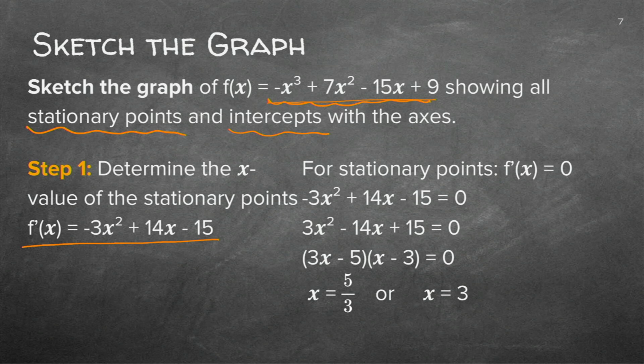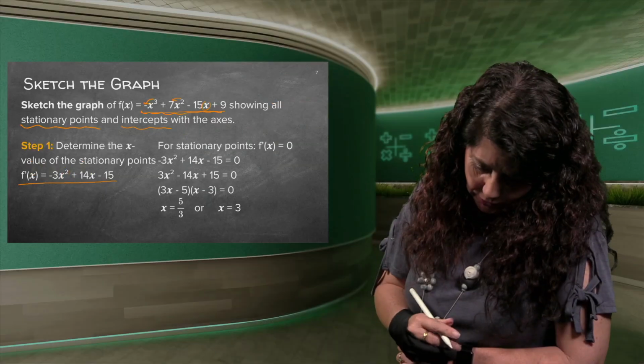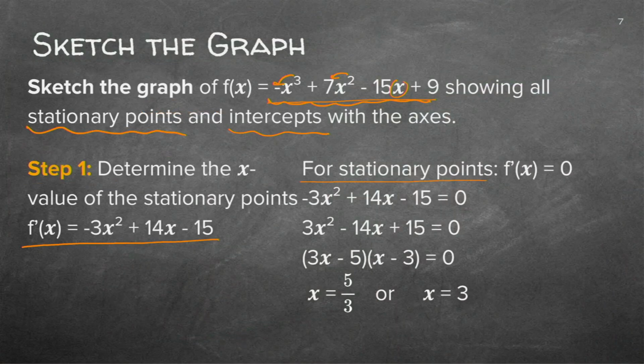So that will be minus 3x^2 plus 14x minus 15. Remember that the x^3 falls away and 9 does not feature. Now for your stationary point, you make the derivative equal to 0. So you will have minus 3x^2 plus 14x minus 15 equals 0, and you factorize. So your answer will be x equals 5 over 3 or x equals 3.